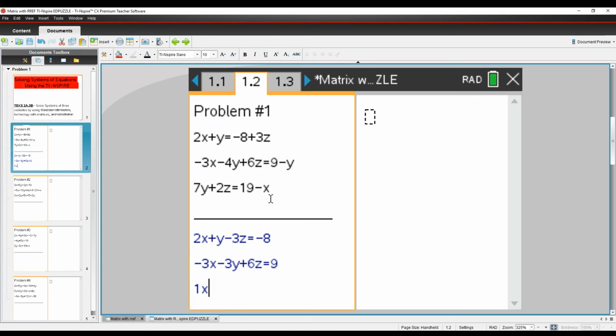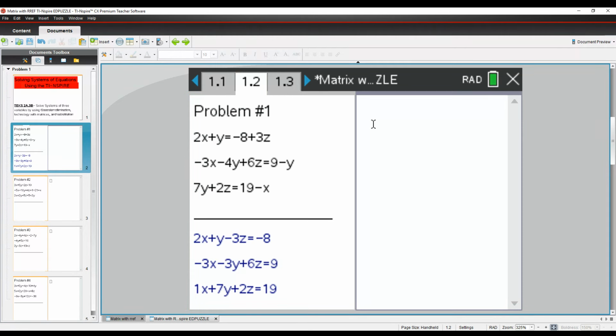to both sides. So remember, again, the rules of these systems is that they must be in standard form. Every variable needs a placeholder. And now we're going to work on our matrices.